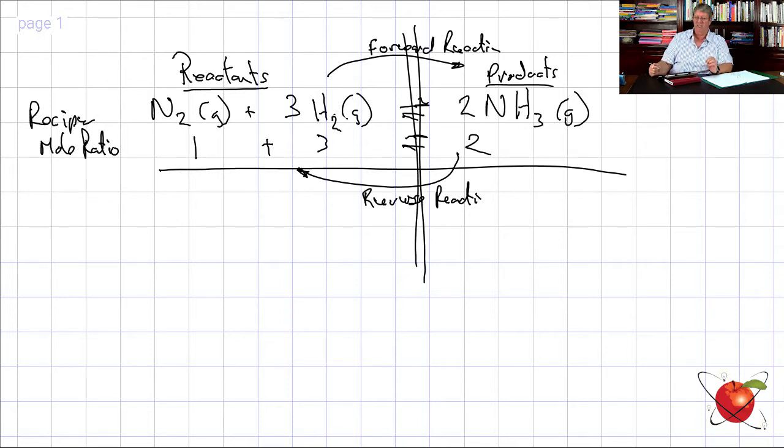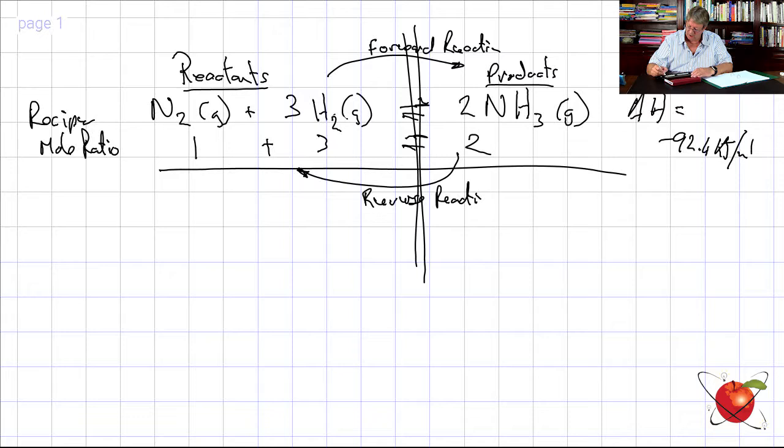I just put a double line down there. It's a habit of mine. The next thing is that delta H in this case is minus 92.4 kilojoules per mole. And what does that mean? It means that we've got an exothermic reaction. So let's just make a note here. Exothermic.